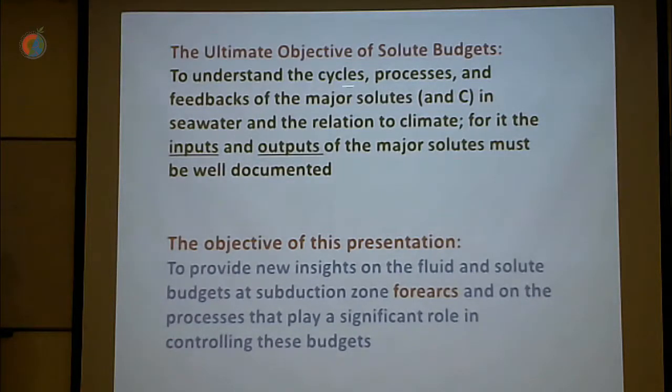Many people are doing mass balances and budgets in the ocean. And the ultimate objective is very clear. It's very important to understand the cycles, processes, and feedbacks in which solutes in seawater affect climate. On the other hand, in order to do this kind of mass balance, the inputs and outputs need to be known. Today, I'm going to concentrate on one part of this objective, and that is the insights on fluids in arcs and the budgets in arcs, something that has not been done before.